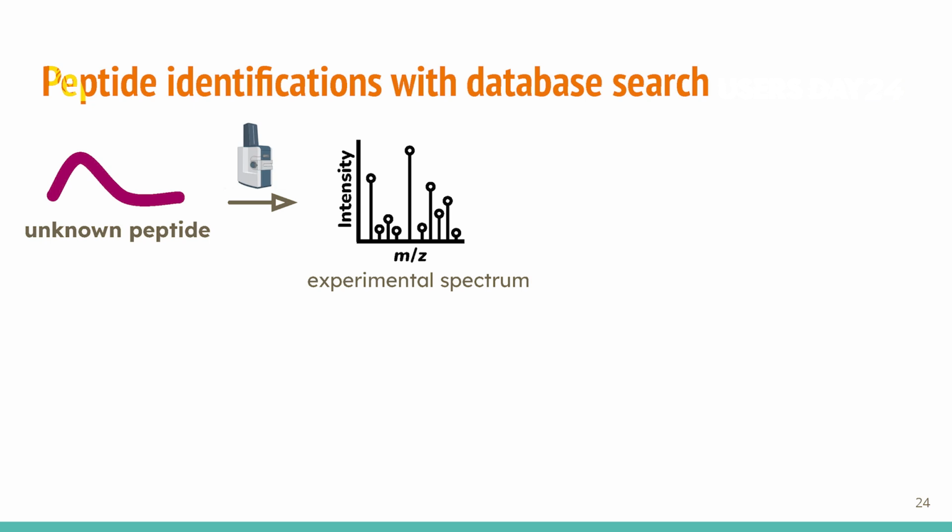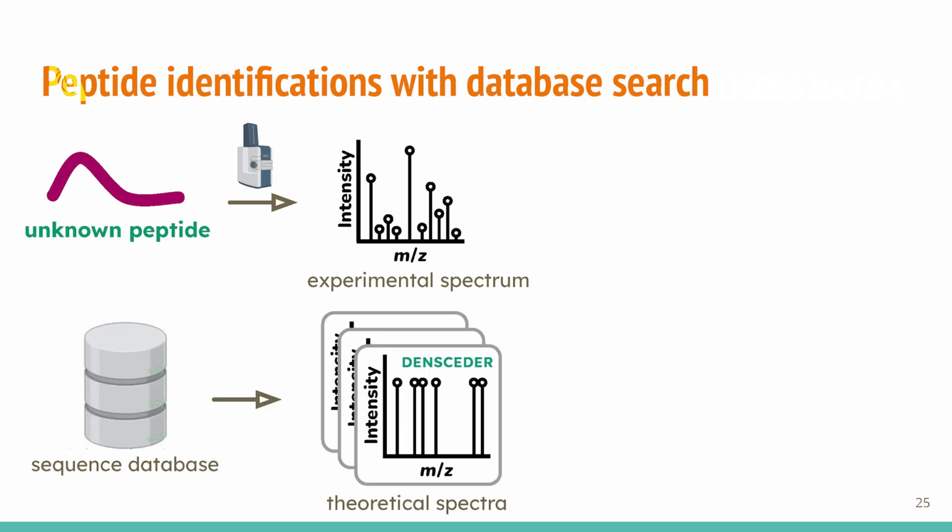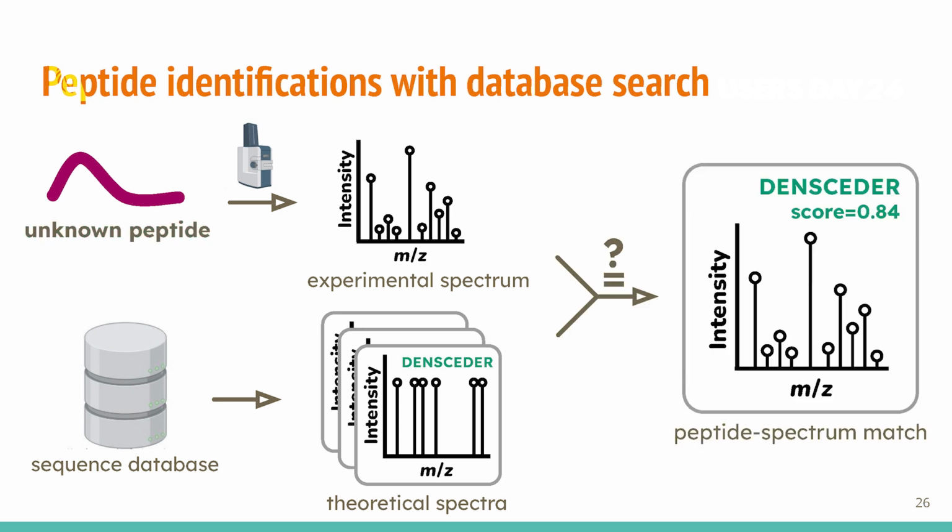the peptides from the samples based on the spectra, and this is traditionally done with database search. So here we have a database of all sequences that we expect might have been in the sample, and from those we compute the theoretical spectrum. Then we compare the experimental spectrum with all the theoretical spectra, and the one with the highest similarity will be the match, and will lead to the peptide sequence that was in the sample.